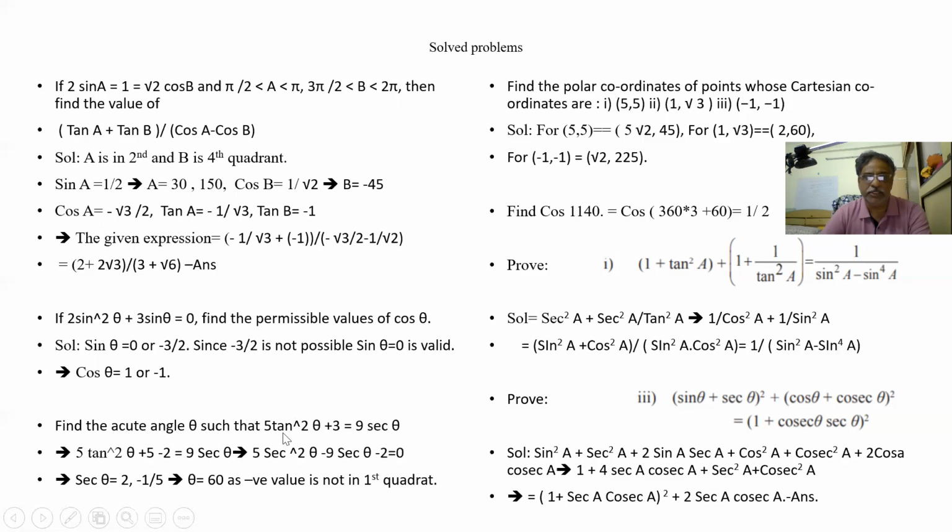So find the acute angle theta such that this is the equation. Tan square theta is secant square theta minus 1. 5 secant square theta minus 5 plus 3 is equal to minus 2. So 9 secant theta comes to this side, 5 secant square theta minus secant theta minus. This is a quadratic in secant theta. When I solve, I get 2 and minus 1 by 5. Acute angle is in the first quadrant, so secant cannot be negative. So this is eliminated. So secant theta is 2, means cos theta is 1 by 2 and theta is 60.